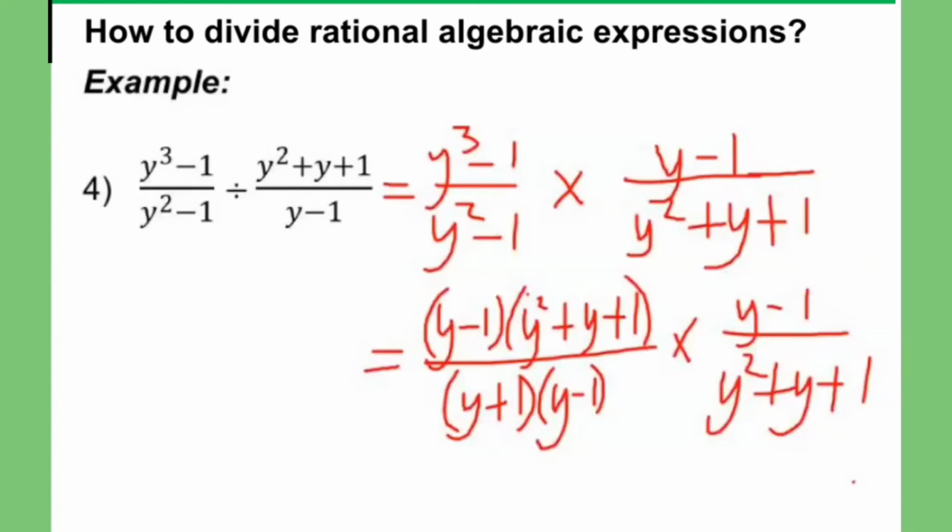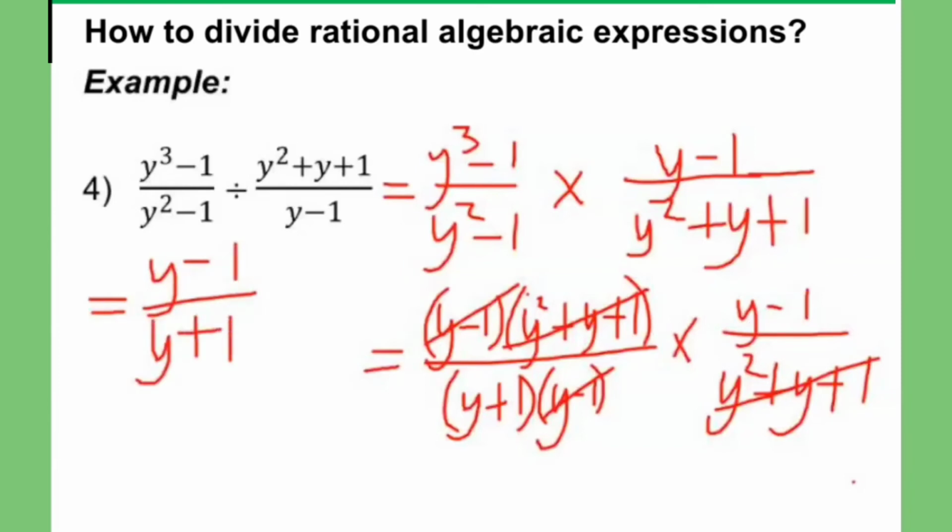Y minus 1, y minus 1, y squared plus y plus 1, and y squared plus y plus 1. What will remain is y minus 1 in the numerator and y plus 1 in the denominator. So therefore, we have y minus 1 all over y plus 1. And this is already our quotient.